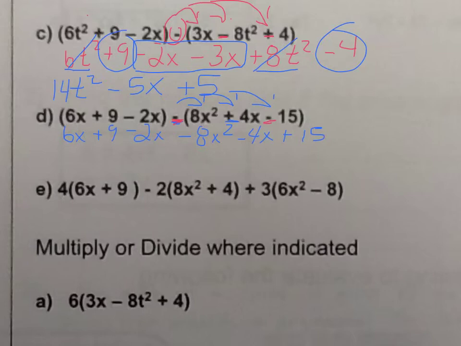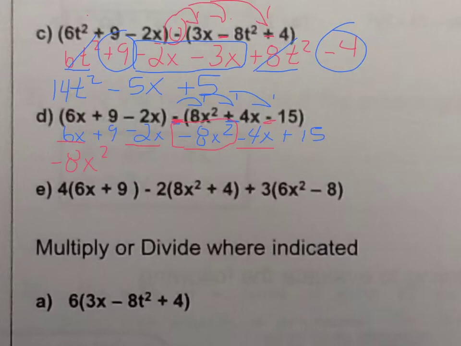Now I can combine my like terms starting left to right. I'm going to deal with this square first. Negative 8x squared. Next thing I'm going to do is deal with all my x's. So I have an x there, I have x's here, and I have an x there. 6x minus 2x is 4x. 4x take away 4x is 0x.